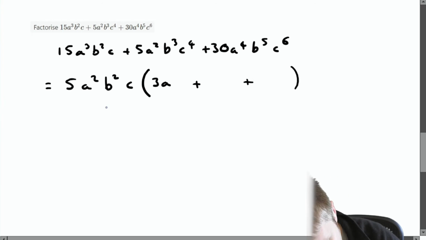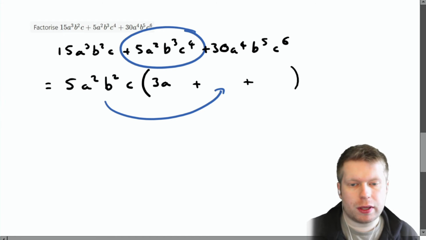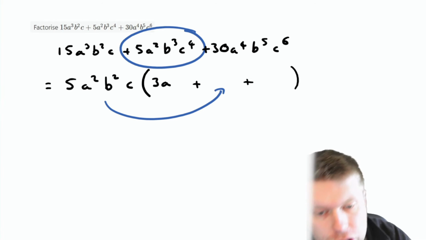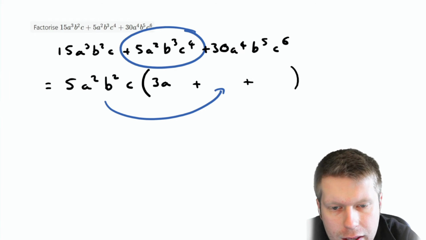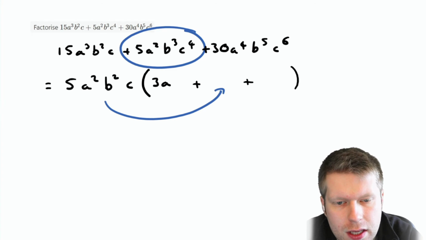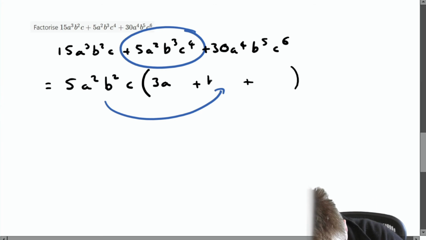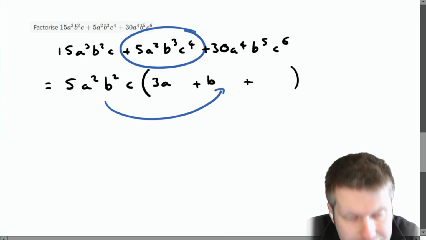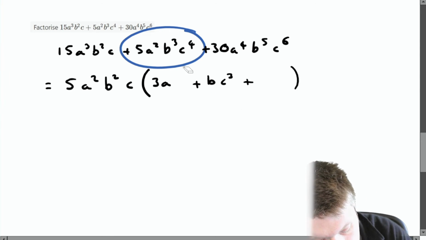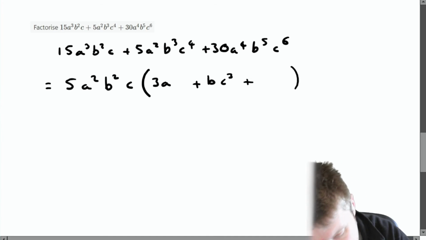So now if I do the same for the second term, I've got to take that thing outside the brackets, multiply it with something, and it's got to give me that. Okay, so let's figure it out. Well, 5 times 1 is just going to give me 5, so I don't need to write a number there. Then a squared times 1 is just going to give me a squared, so again, don't need to worry about the a's. b squared times b is going to give me b cubed, and c times c cubed is going to give me c to the power 4. Okay, so that would be my second term in my brackets.